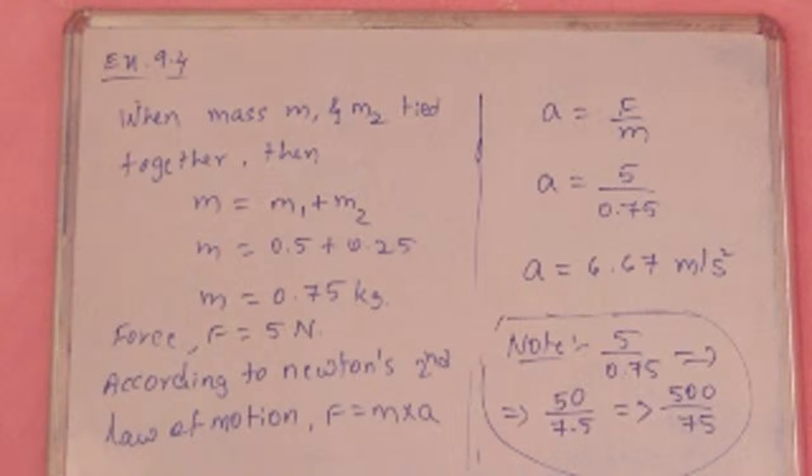Very simple calculations. We only have to remember Newton's second law of motion formula here, that is F equals m into a, and the acceleration formula is a equals v minus u divided by t. And you must know the simple calculation and the rules for the calculation.